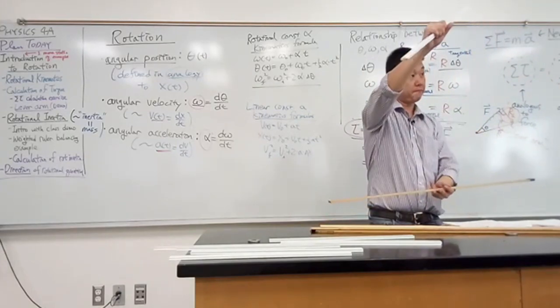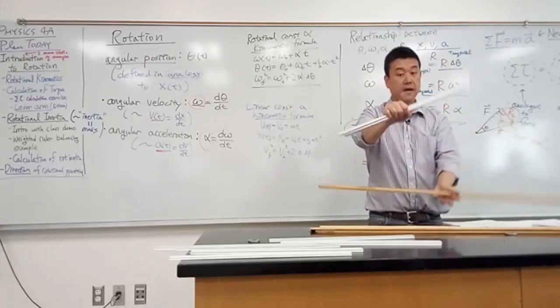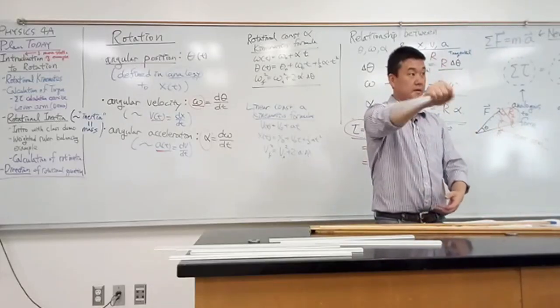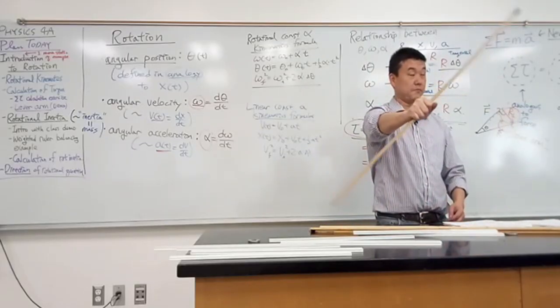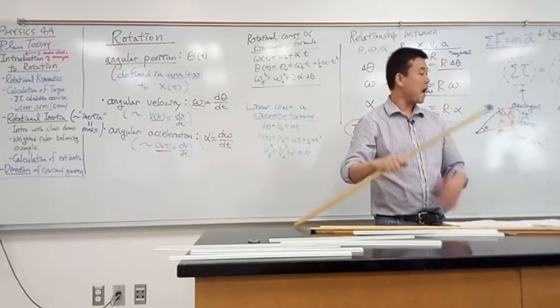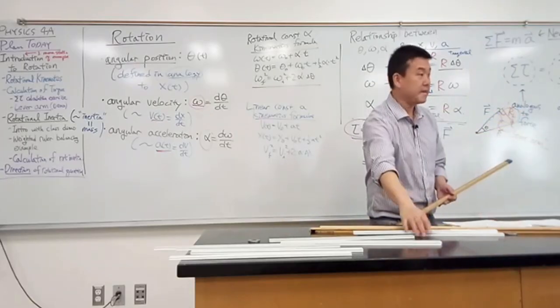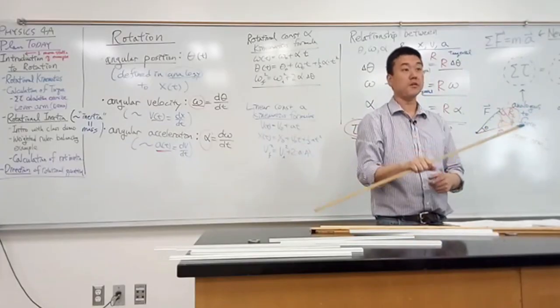Two rulers, two of them. Okay. When you take two of them, then they have about the same mass. And I want you to try this and compare that with this. One should be easier than the other. So I want you to think about why it is easier to rotate this than this.